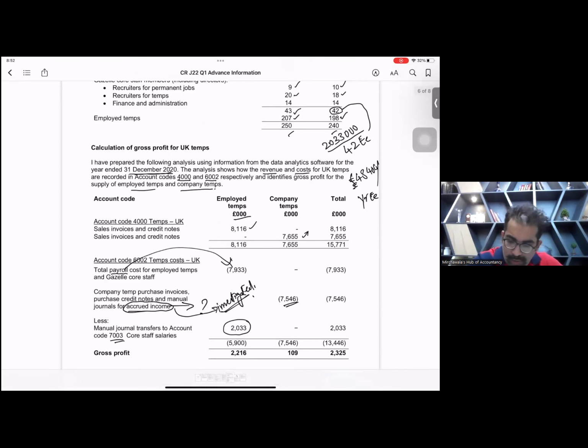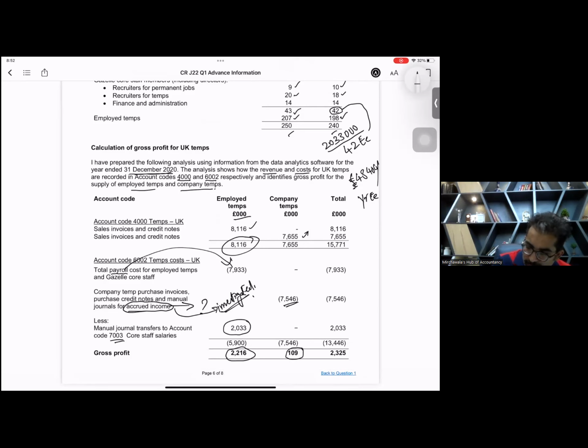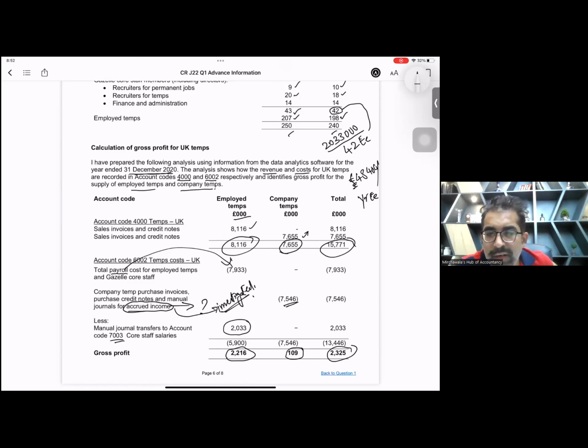Now, one more thing you can do here, you can calculate the GP margins. For employed temps, this is your gross profit, this is your sales. So GP upon sales into 100, you can calculate it. Again, this is for your company temps, GP divided by sales times 100, and then finally you can calculate the total as well.